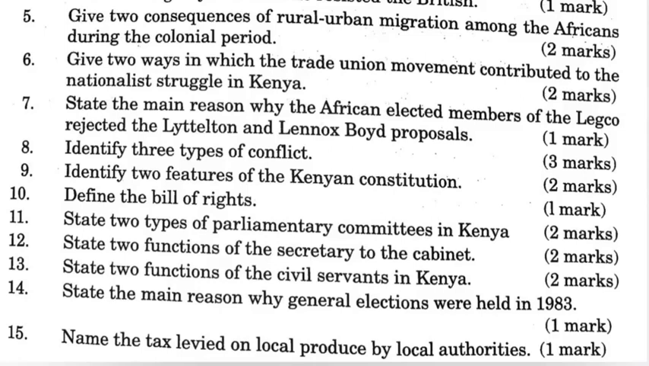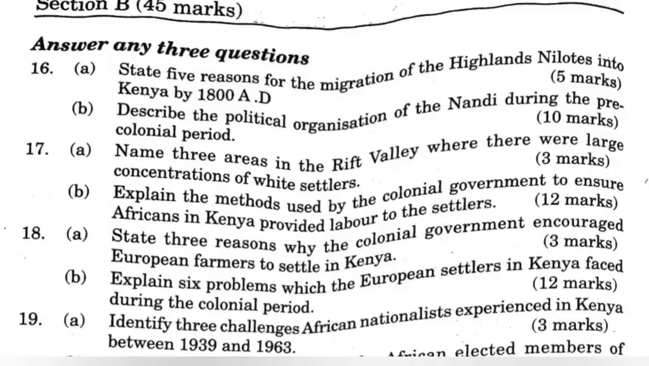Question 14. State the main reason why general elections were held in 1983. To rid the government of disloyal elements. Question 15. Name the tax levied on local produce by local authorities. Cess tax. Section B, 45 marks.